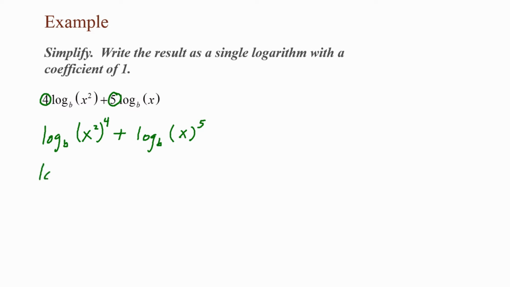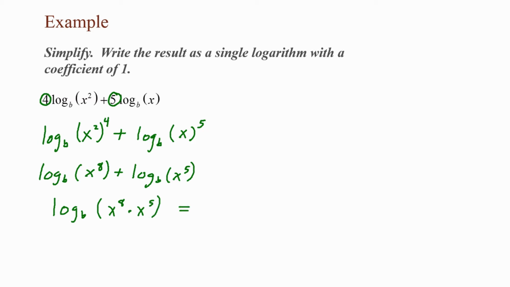If I simplify this, I have log base b of x to the 8th plus log base b of x to the 5th. And now I'm ready to use the product property. Log base b of x to the 8th times x to the 5th. My final result, log base b of x to the 13th.